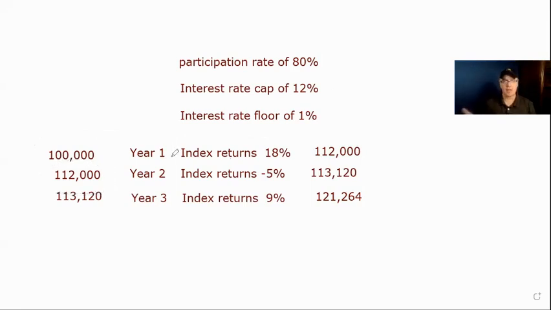But the index drops that year. But I don't care because I have a floor of 1%. So I'm still going to get 1% of my money despite the whole world dropping by 5%. So now I'm going to get 1%. So I'm now at 113,120. Boom, let's slide over.